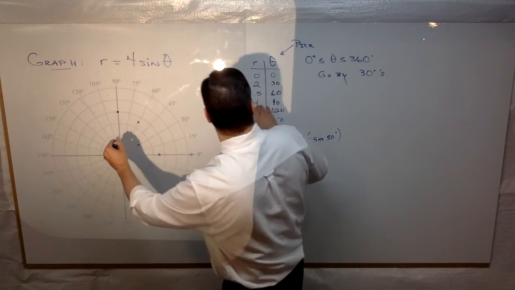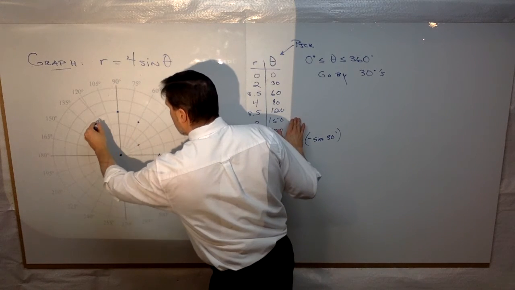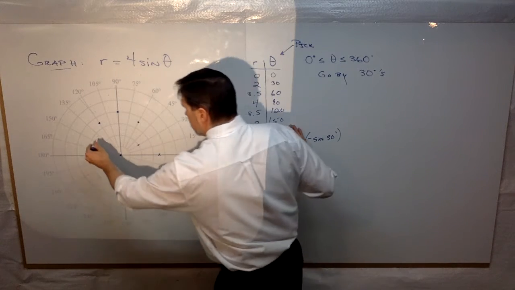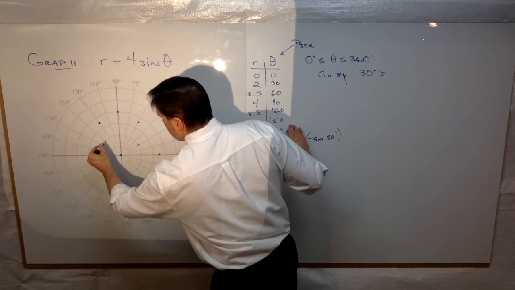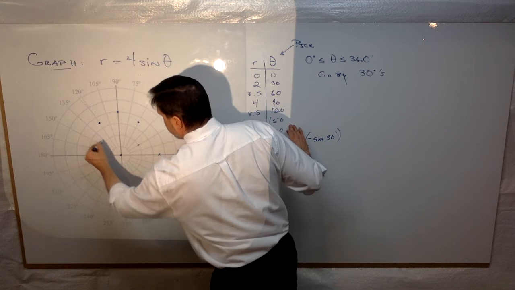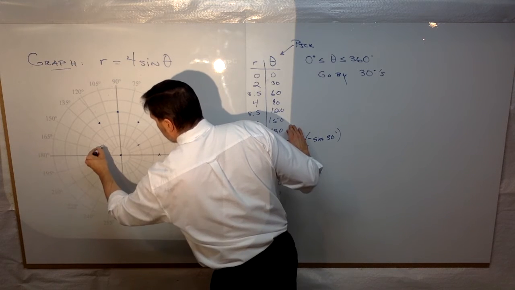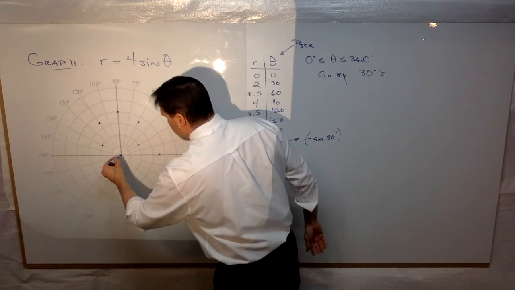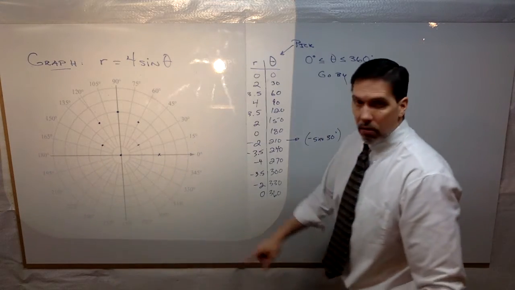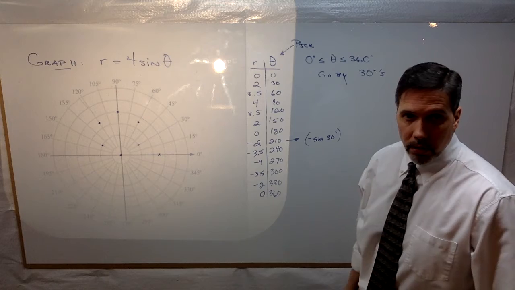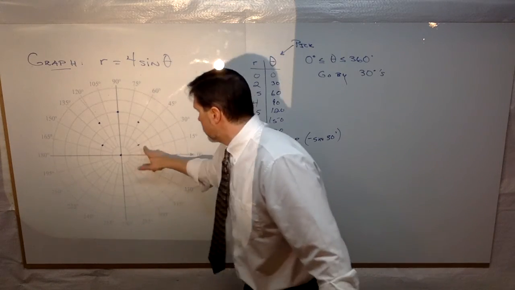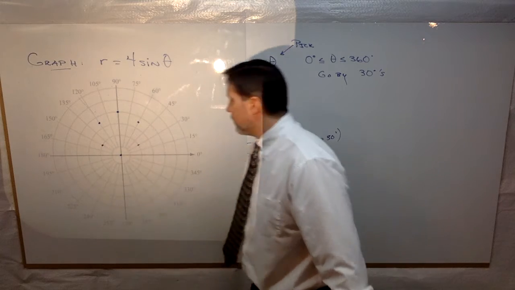So again, I'm going 3.5, 120, roughly. 2, 150. So where's the second radius? 2, 150. Where are you at? There you are. 2, 150. 0, 180. Again, if your r is 0, you're just going to be right at the pole. Now you notice, let's get rid of this guy. What I have here are 1, 2, 3, 4, 5, 6, 7 dots.